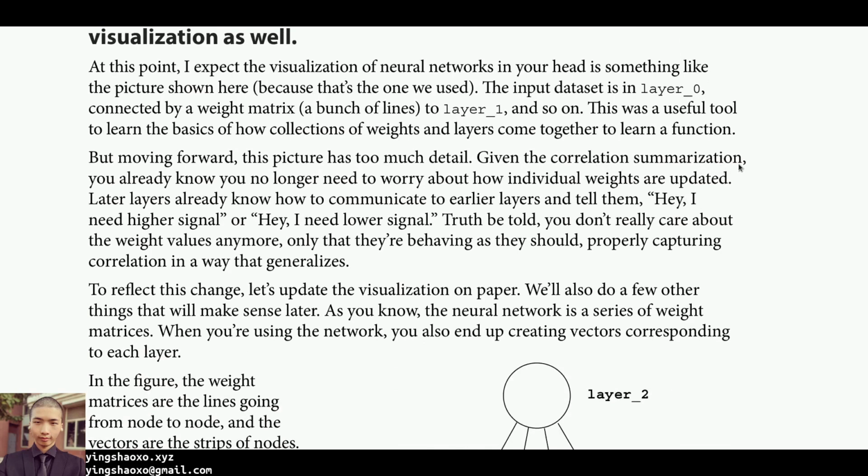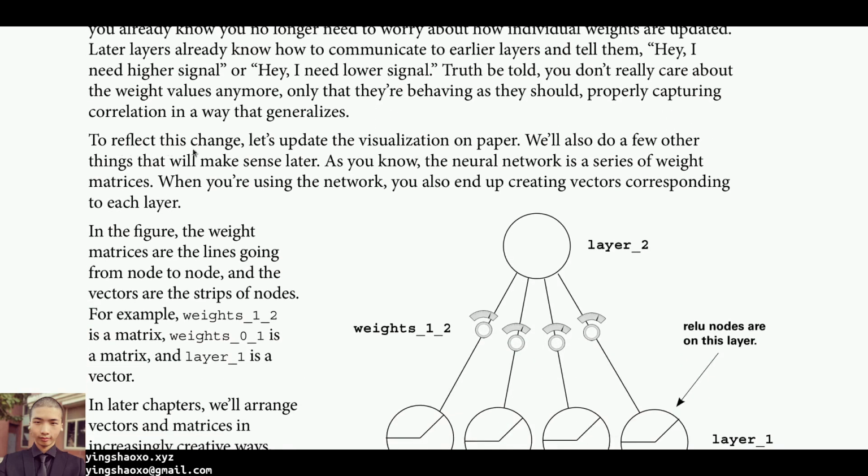Given the correlation summarization, you already know you no longer need to worry about how individual weights are updated. Later layers already know how to communicate to earlier layers and tell them, hey, I need higher signal, or hey, I need lower signal. Truth be told, you don't really care about the weight values anymore, only that they are behaving as they should, properly capturing correlation in a way that generalizes. To reflect this change, let's update the visualization on paper. We'll also do a few other things that will make sense later.